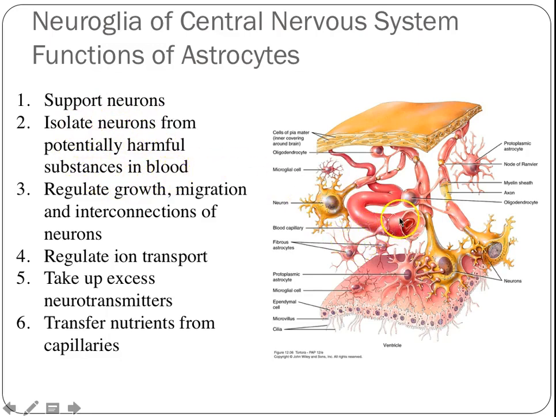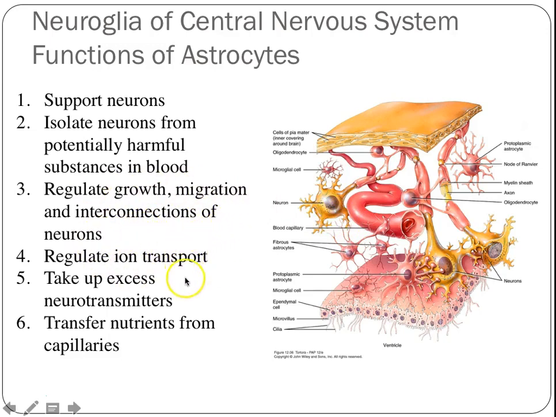So basically what's going to happen is that in the bloodstream, right, that's where we have all our nutrients. So this astrocyte is going to pick up those nutrients and transmit them to the neuron. Okay, so basically it's going to feed that neuron. It's going to regulate the ion transport. It'll regulate what can get through this blood vessel as well. All right. So it also will regulate the growth, the migration, the interconnections of neurons. So all of that, it helps modulate all those different things.